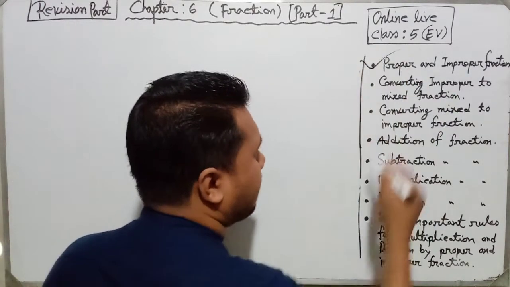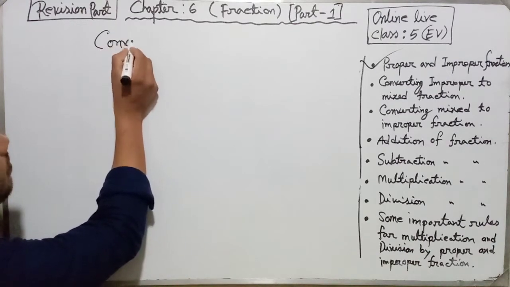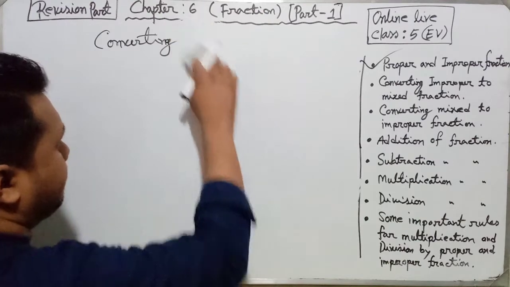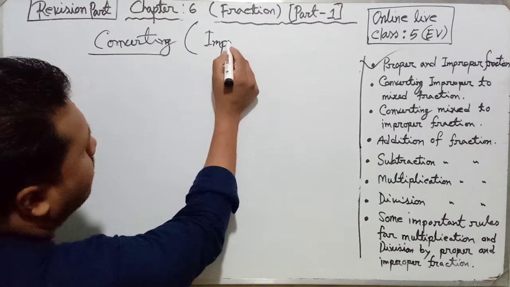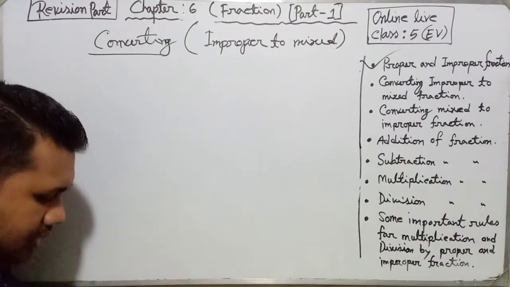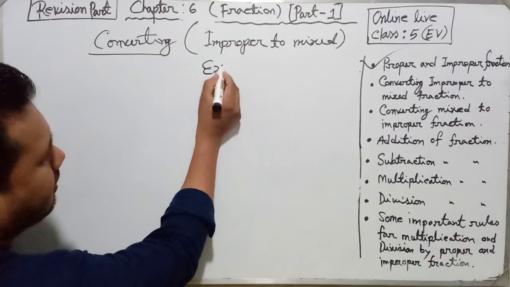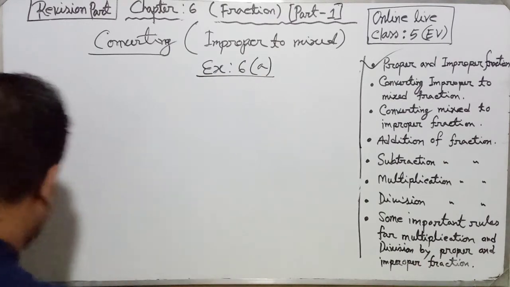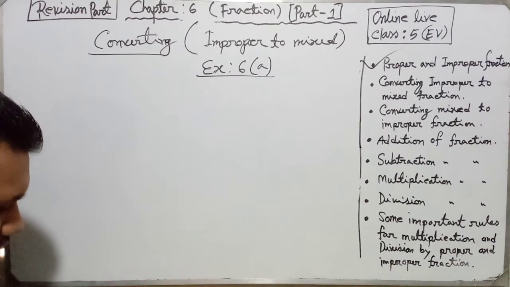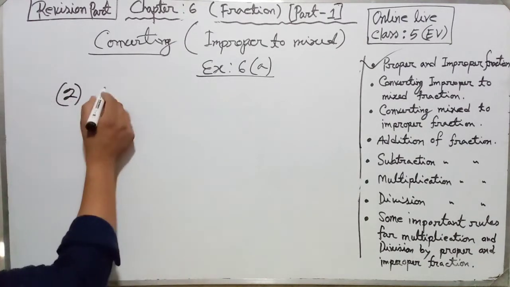So we know which one is proper and improper fraction. Now converting improper to mixed fraction. Now dear students, now we will convert improper to mixed fraction. Suppose some example, where you can go to your exercise 6A, problem number 2. Suppose 2, 1, this is 7 by 3.